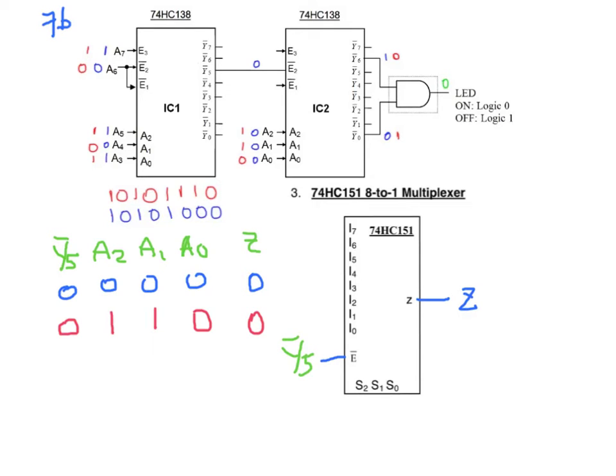Then this leaves A2, A1, and A0. So we can connect A2 to S2 and A1 to S1, A0 to S0. So here's A2, A1, A0. In fact, you can connect any way you want. You can connect S2 to A1 and so on. It doesn't quite matter.